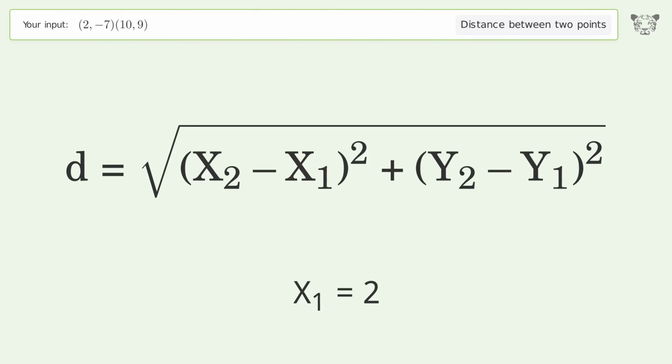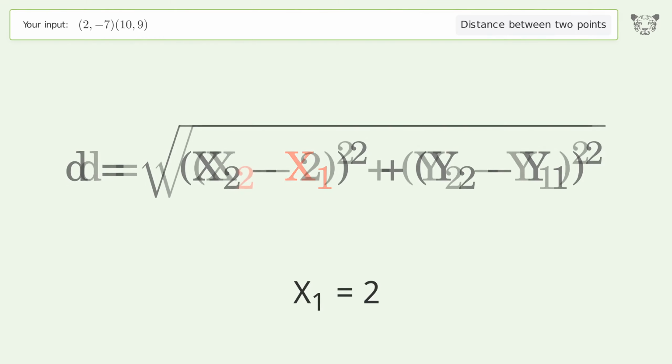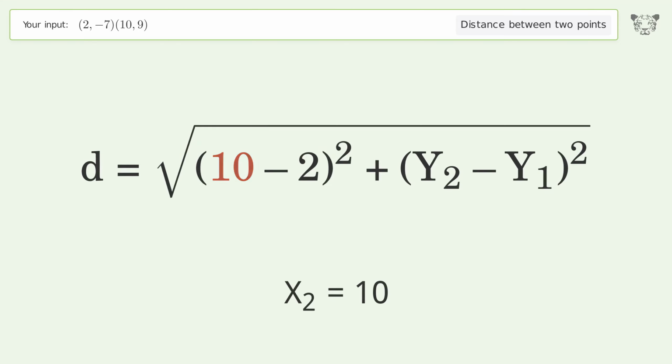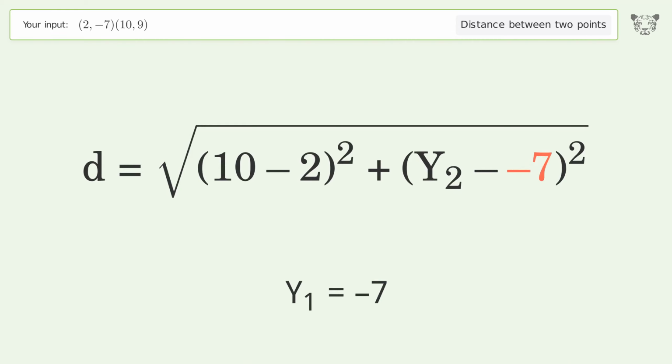x1 equals 2. x2 equals 10. y1 equals -7. y2 equals 9.